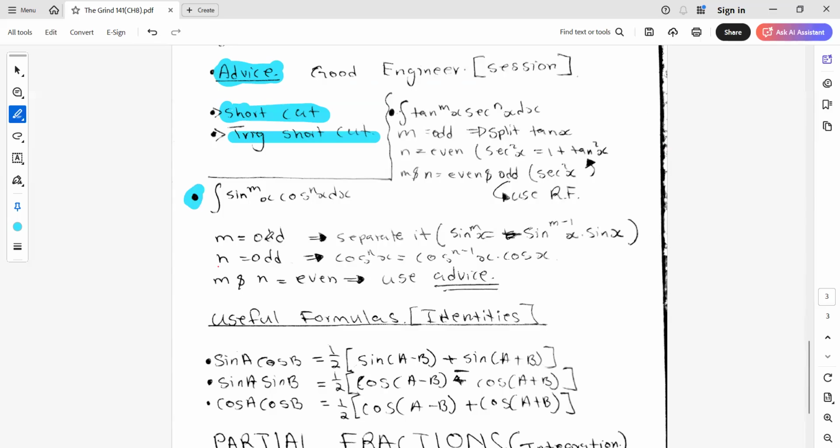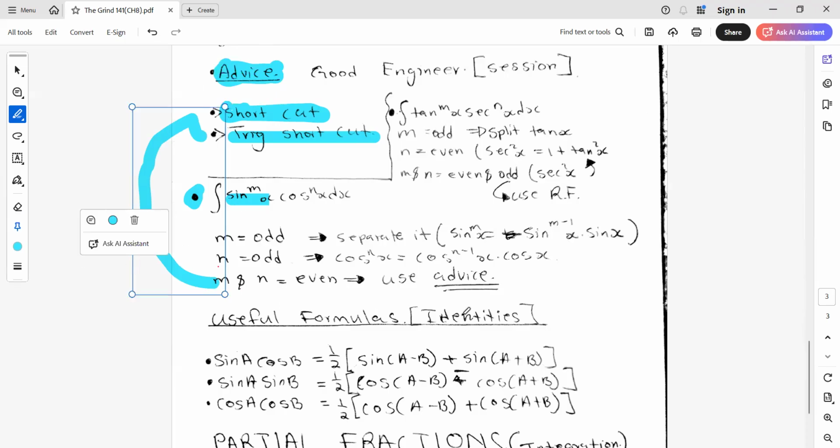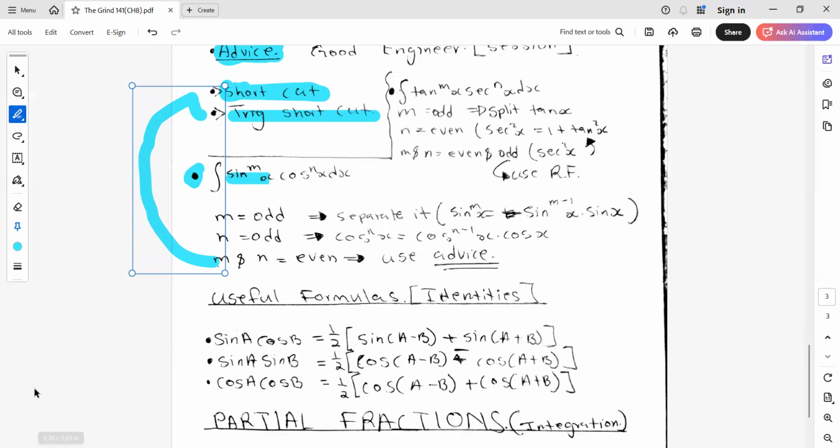So you have sine and cos. If your m is odd, you will have to separate that. Right over here, our m is odd and we have sine x, so separate your sine x. If your n is odd, it's cos of x, so you have to separate that cos of x. If they are both even, you will have to use the advice that I gave you right here. Because you're going to have maybe cos squared, right? Or even cos to the power 4, you can reduce that and then use the advice. If you have cos squared x, you have to change that to be in terms of cos of 2x, whatever. Okay, so that's the way it works.